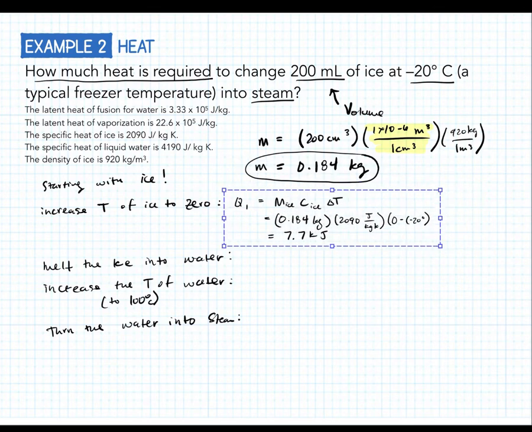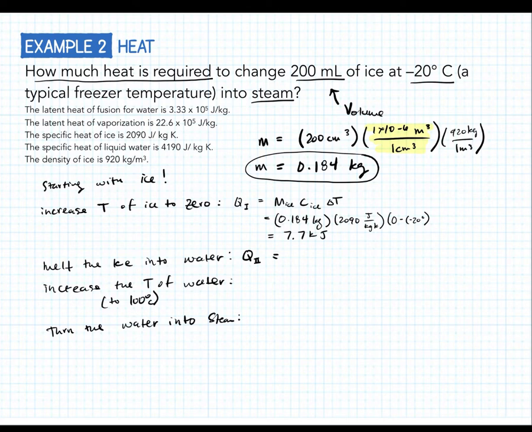Q2. Now we have ice that's 0 degrees. We need it to be water. So we use ML. And which latent heat? Fusion or vaporization? Fusion. We're going from a solid to a liquid. Is it positive or negative? Positive, we're putting heat in to melt the ice. Okay? So we have the same mass, 0.184 kilograms.